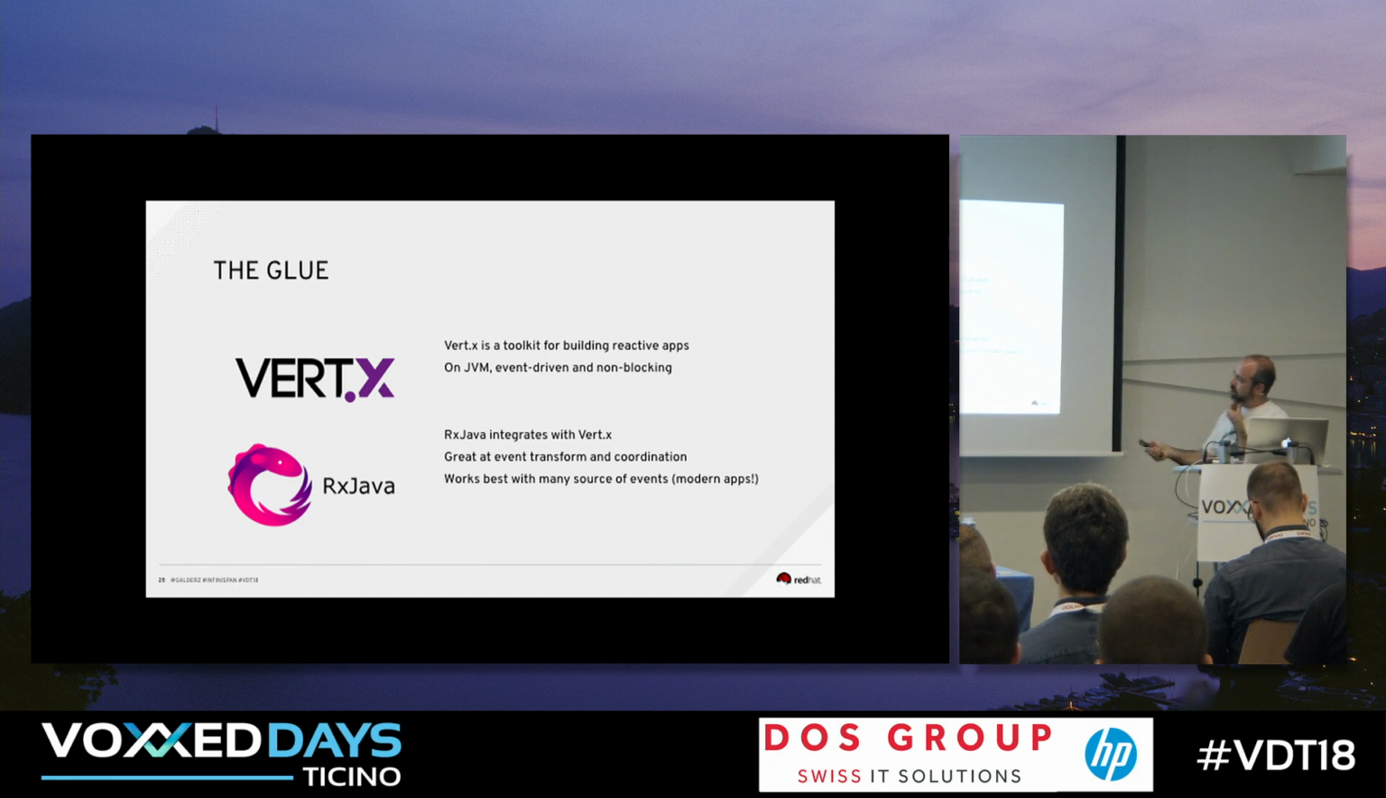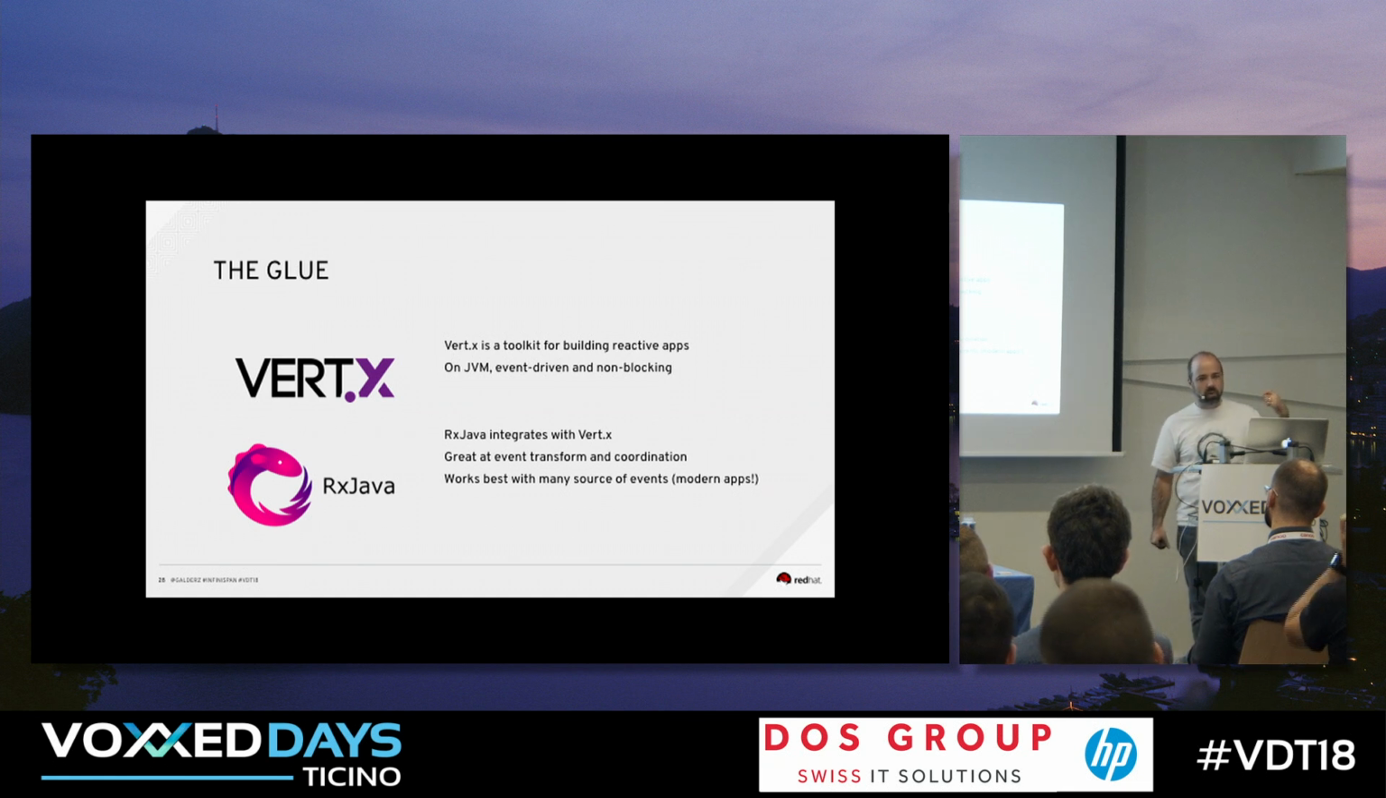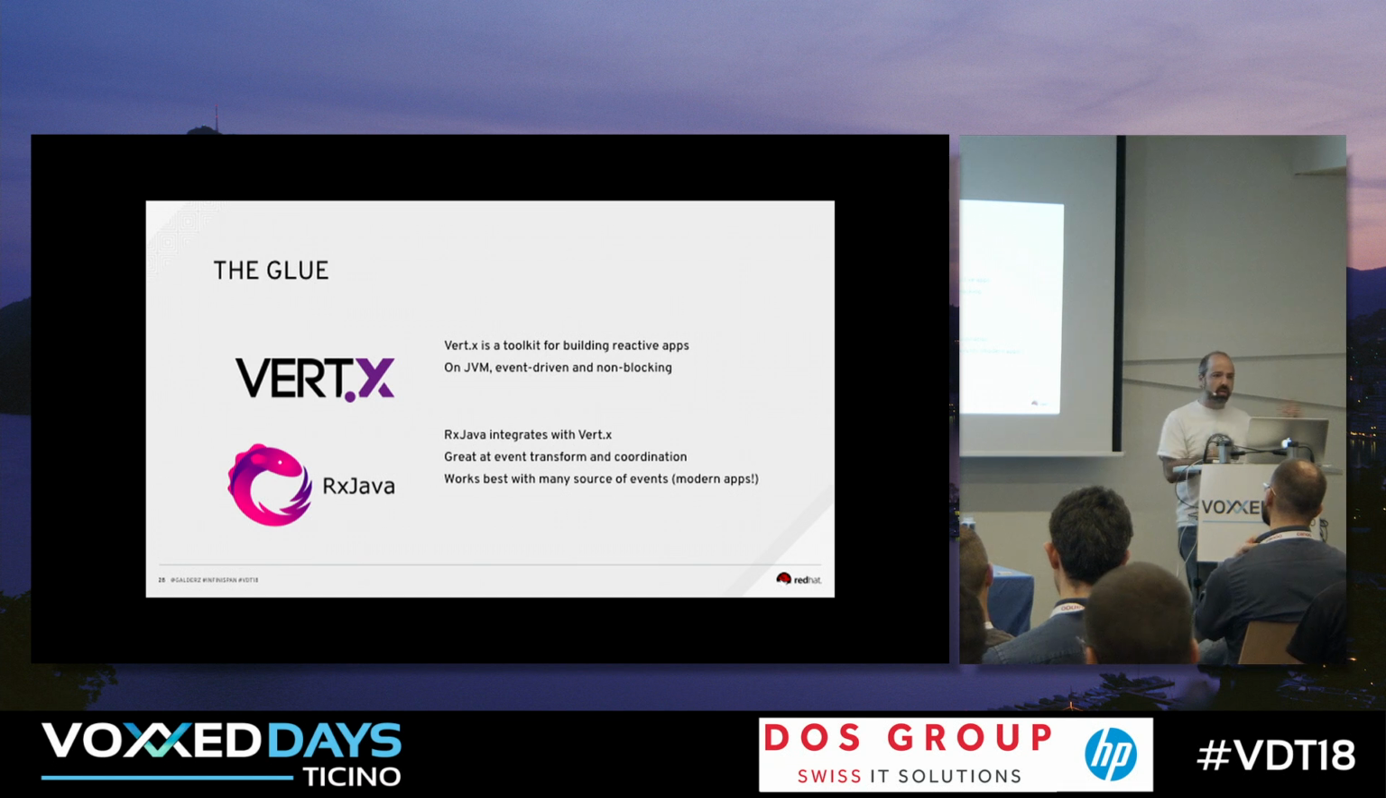What Vert.x has done is integrate with RxJava. RxJava is a programming framework that allows you to handle data and event flows and combine them in an easy way. It's particularly good at event transformation and coordination, which is very common in this kind of streaming application where you've got different sources of events. So what Vert.x does is essentially use RxJava to give APIs that allow us to push things to HTTP in a reactive way, consume things in a non-blocking way, etc.